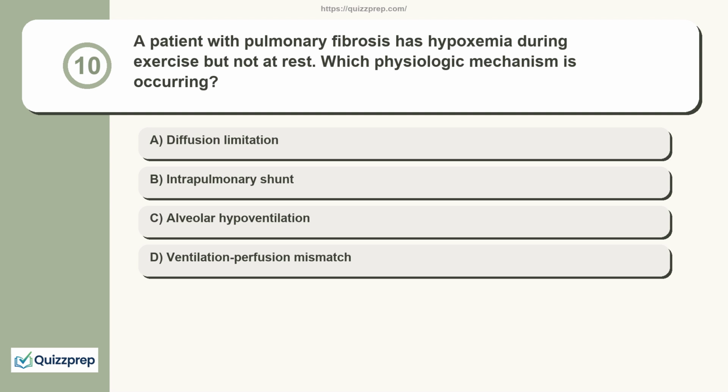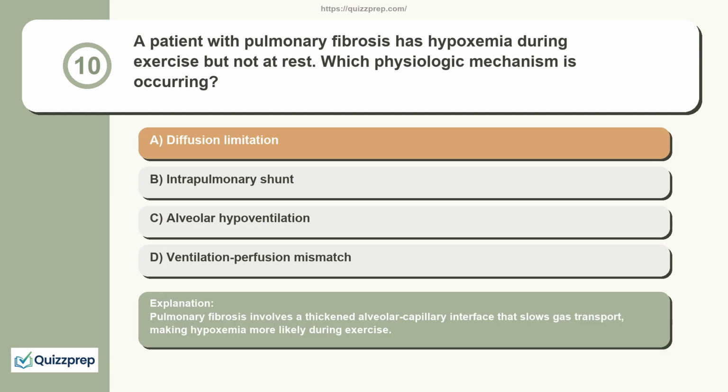Question 10. A patient with pulmonary fibrosis has hypoxemia during exercise but not at rest. Which physiologic mechanism is occurring? Diffusion limitation, intrapulmonary shunt, alveolar hypoventilation, ventilation-perfusion mismatch. Pulmonary fibrosis involves a thickened alveolar capillary interface that slows gas transport, making hypoxemia more likely during exercise.